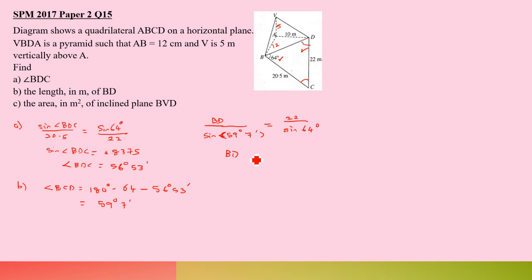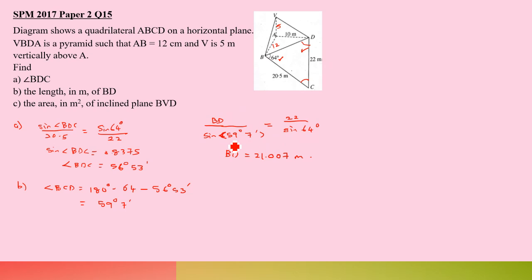So what you will get is 21.007 and the unit here is in meters. If you use the cosine rule, you will also get the same answer, but the sine rule will be much faster to solve. Okay, now comes part C.